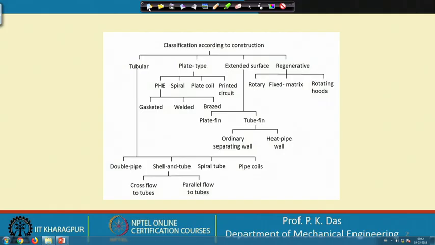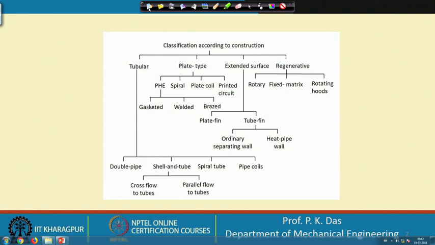Then there could be a spiral tube heat exchanger, with the tube in the form of a spiral. There could be pipe coils. So, to increase the area within a given length, the spiral tube and the coil tube are taken. Even a coil tube can be taken within a shell. So, there are different kinds of variation in the tubular geometry.